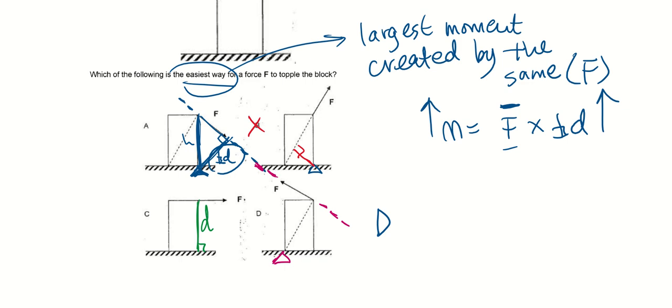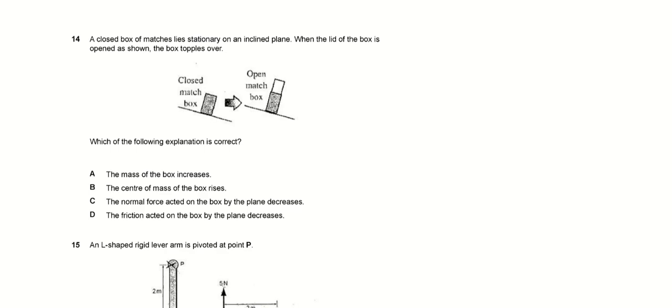So where's my perpendicular distance? Over here. And again, this is the hypotenuse versus the green color. So D is the correct answer. Are we okay?